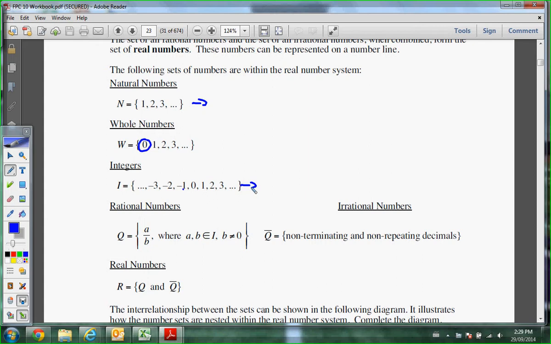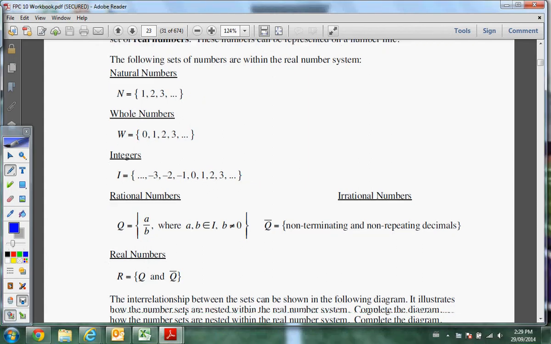There's a pretty good little Venn diagram here at the bottom that a lot of people use for math on these. So again, natural: counting numbers 1, 2, 3, 4. Whole numbers, put the 0 in there. Integers: negative and positive whole numbers, including 0. And then rational numbers is your fractions.